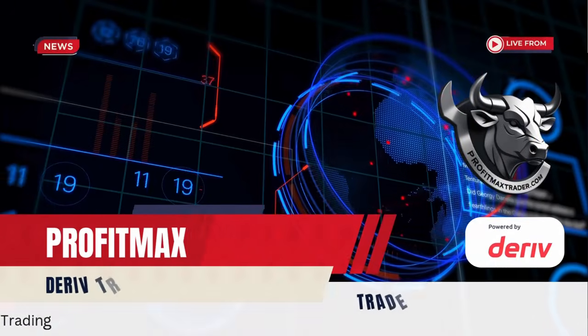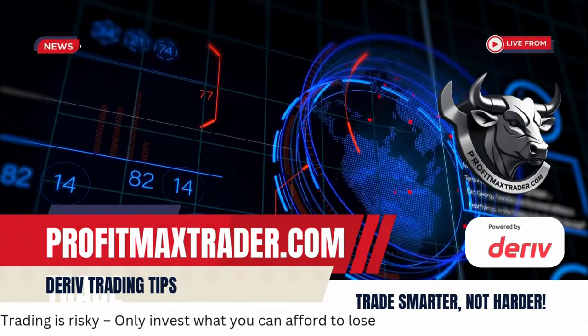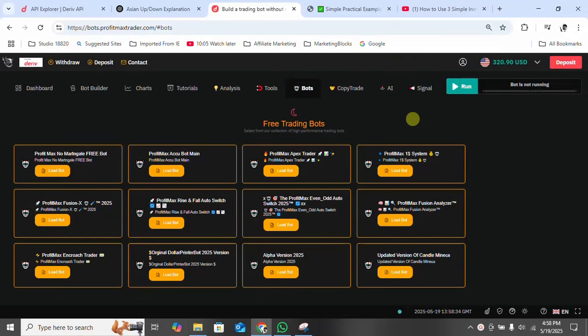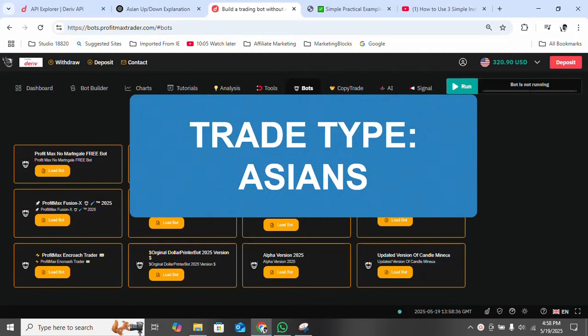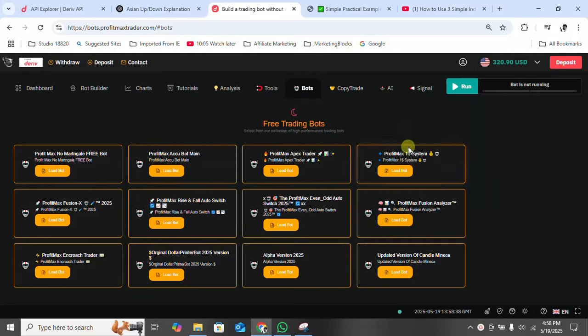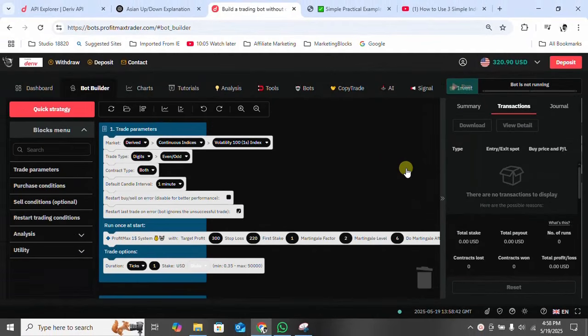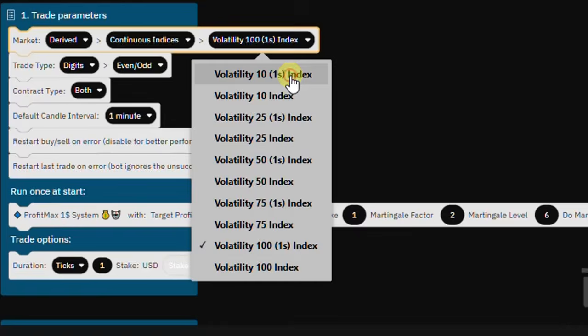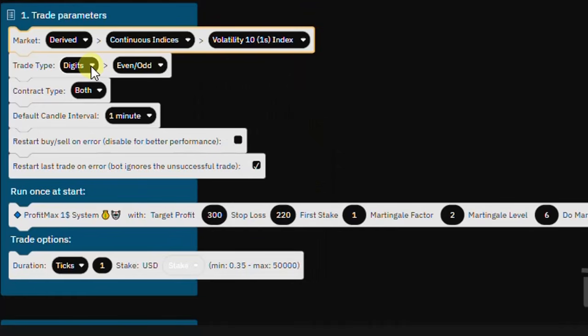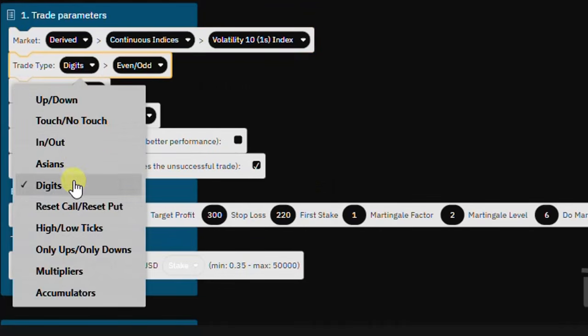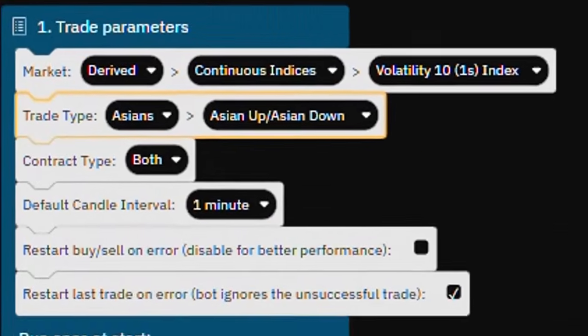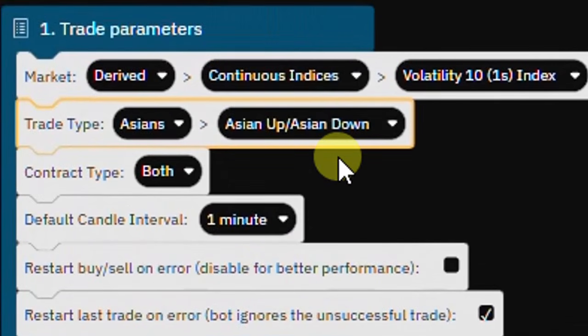Greetings everyone. So today we are going to look at a very interesting trade type called Asians, and all you need to do, as usual, I mentioned that the Profit Max $1 system is a very versatile board. Load it and then select Volatility 101S, then come to trade types, select Asians. Okay, and you can see Asian up, Asian down.